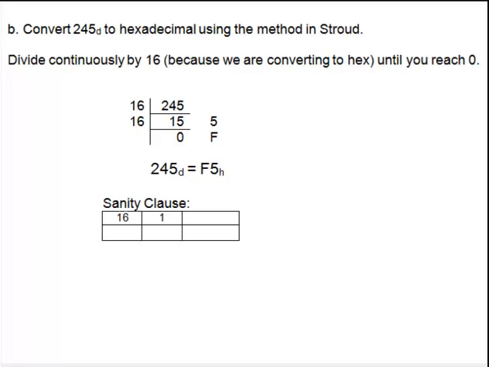So 245 decimal is equal to F5 hex. As before, we need to check it. If this was base 10, this would be 1 and this would be 10, but because we're in base 16, this is 1 and this is 16. So the F goes here and the 5 goes there. 16 times 15, as we've already calculated, is 240, plus 5 means it's 245, so the answer is right.